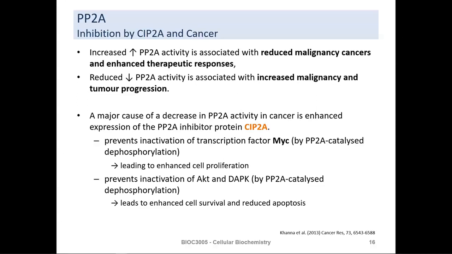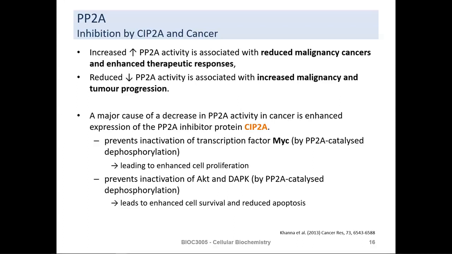What is occurring is that there is a decrease in the PP2A activity, which is enhanced by the expression of a PP2A inhibitor protein, known as CIP2A. This inhibitor of the phosphatase will prevent the inactivation of a transcription factor, MYC, which is normally dephosphorylated by PP2A. The prevention of its inactivation will lead to enhanced cell proliferation.